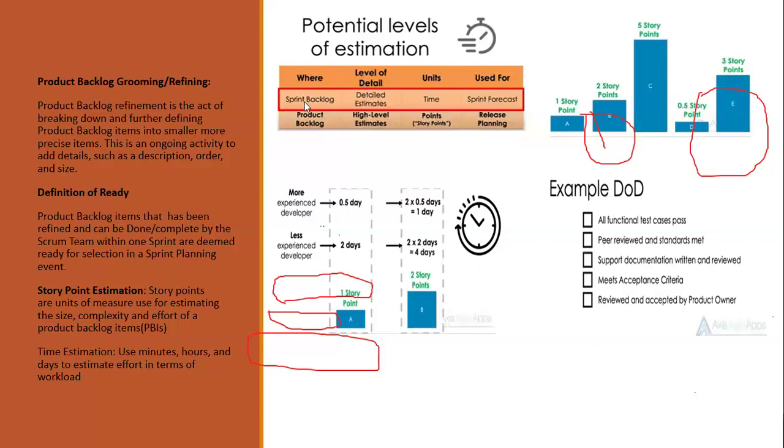Of course, look at what I did here. Where can you use story point? For the sprint backlog, you give a detailed estimate using time. Time is the focus here. For the product backlog, that is user stories, you do a high level estimate using story points. So how does this story point work?